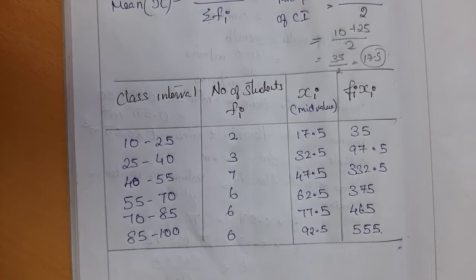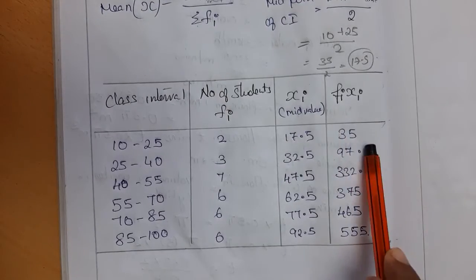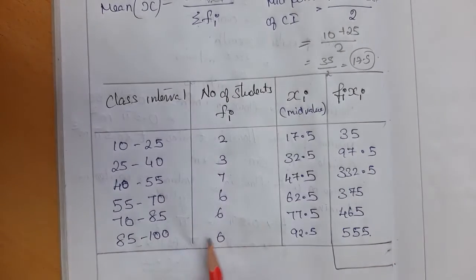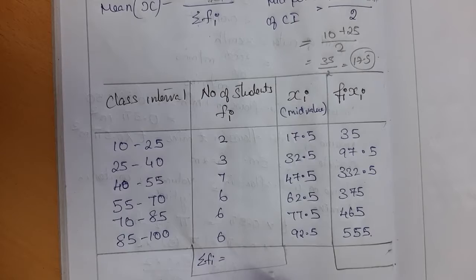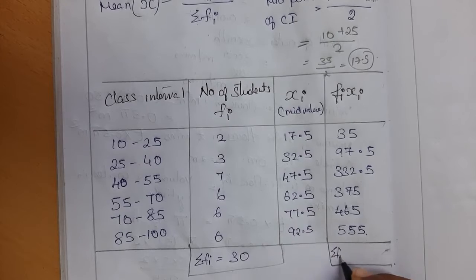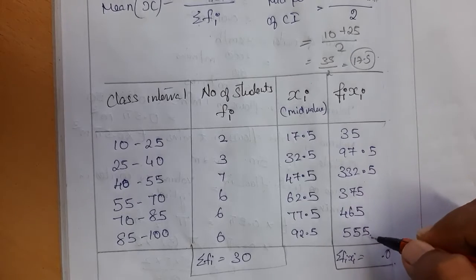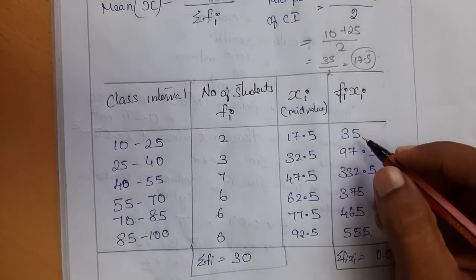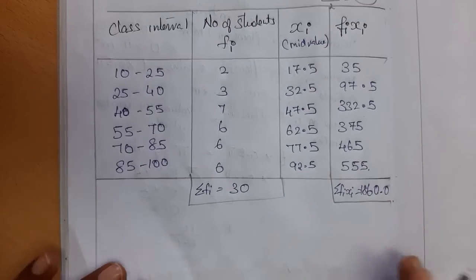Right? So in the formula, you know sigma means we have to add all the things. So the fi xi we have to add, and the same way fi we have to add. So sigma fi is equal to 30, and sigma fi xi is equal to 1860. Let me substitute in the formula.